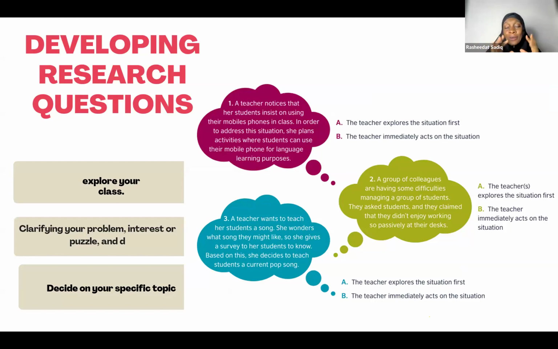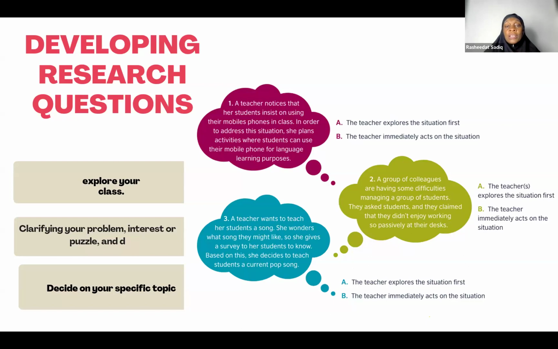Now, once you've gotten your topic, something that you want to research on, and you get that by exploring your classroom, clarifying your problem, your interest, or something that puzzles you, and then you decide on that topic. The very first important thing is getting your topic. So here we have a look at 3 scenarios, and I want you to tell me if the teacher explored or if the teacher just took an action.